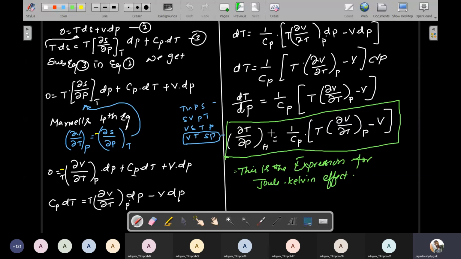There are 2 special cases in this experiment. Case 1 is for a perfect gas, and the second one is for a van der Waals gas. These 2 cases will be explained in tomorrow's class, but here is a small note point. I'll tell that note right now. I'll move to the next page. Please note fast.